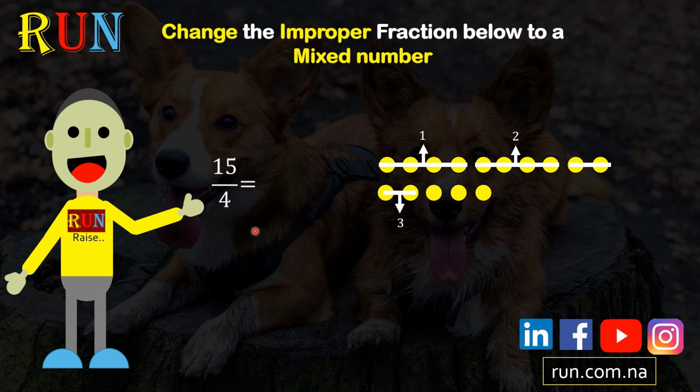Now when we ask that question again to say how many times does 4 go into 15, that will be 3 times. And then what is the remainder? It's 3. So that becomes our numerator, and then the denominator always stays the same, so it will be 4. So that's the final answer. Or rather, that is this improper fraction changed into a mixed number.